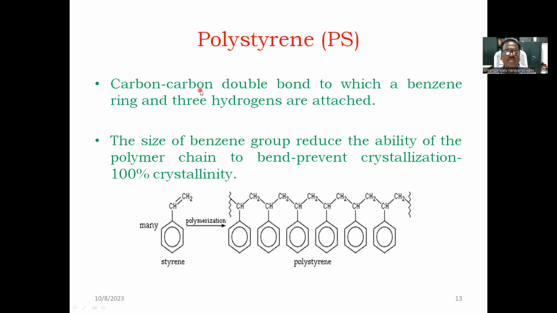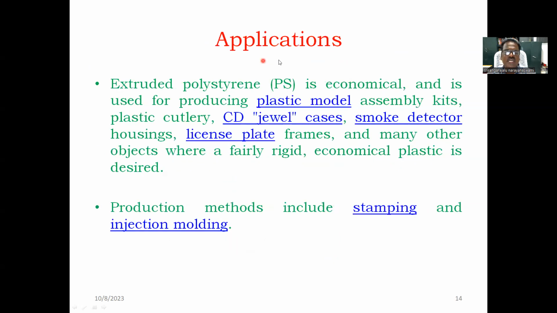Polystyrene has a carbon double bond to which a benzene ring and 3 hydrogens are attached. The size of the benzene group reduces the ability of the polymer chain to bend and prevents crystallization, so it is not 100% crystalline. Styrene and polystyrene are given in symbolic representation. Applications: extruded polystyrene, PS, is economical and is used for producing plastic model assembly kits, plastic cutlery, CD jewel cases, smoke detector housings, license plates, frames, and many other objects where a fairly rigid, economical plastic is desired. Production methods include stamping and injection molding.